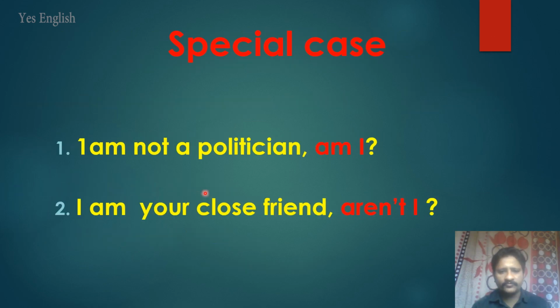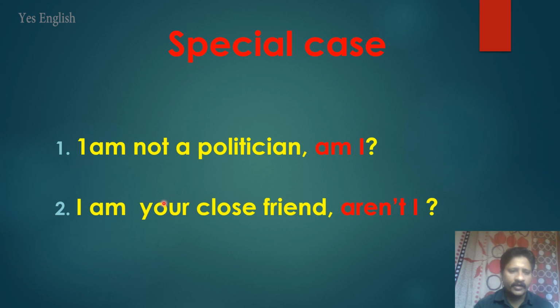Now the use of tag. I am not a politician. So in this case am as a primary auxiliary is repeated here. Negative sentence takes positive tag and which comes at the end, am I. Okay, so there is no confusion here.